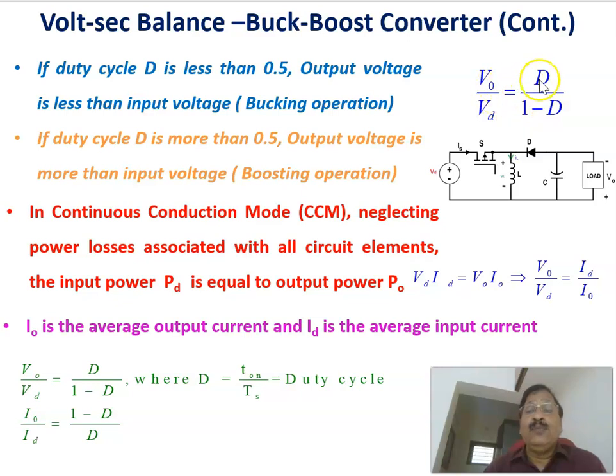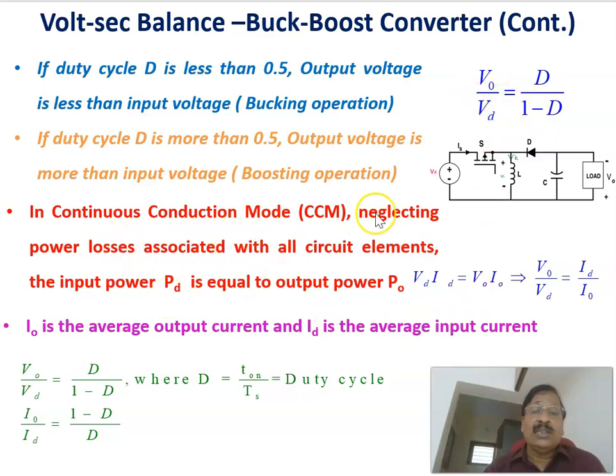Another case, if D is more than 0.5, assume D equals 0.8. Then V0 by VD equals 0.8 divided by 1 minus 0.8, or 0.8 divided by 0.2, or 8 by 2, which is equal to 4. Therefore, the output voltage equals 4 times the input voltage. That is called the boosting action. Depending upon the value of the duty ratio, if it is less than 0.5, it is a bucking operation, and if it is more than 0.5, it is the boosting operation.